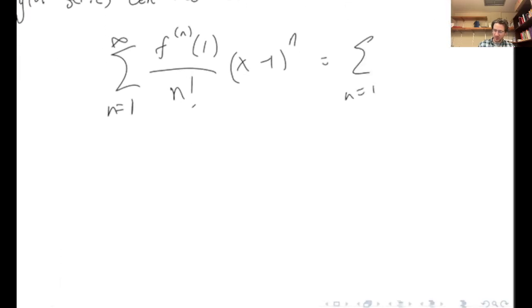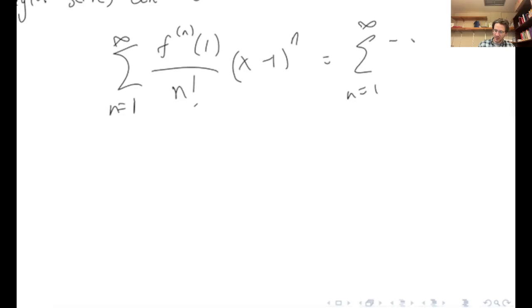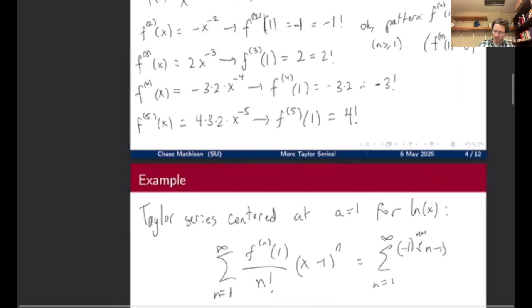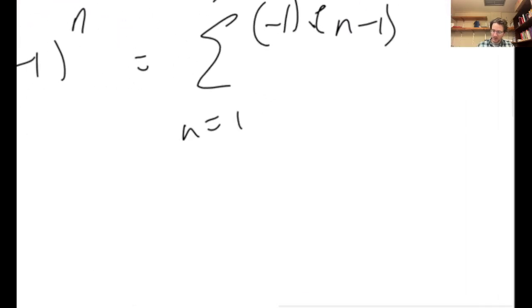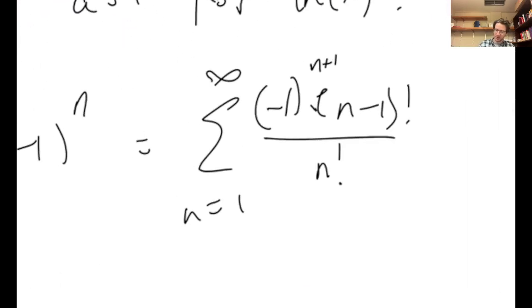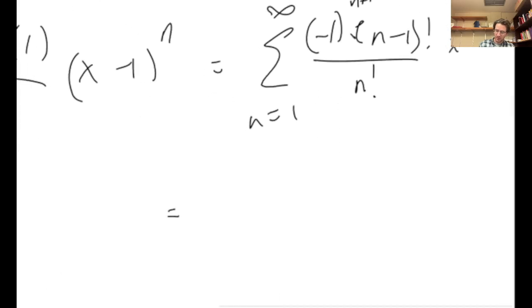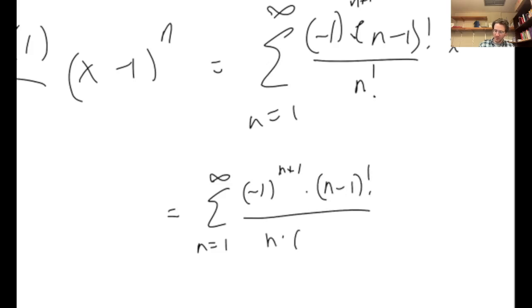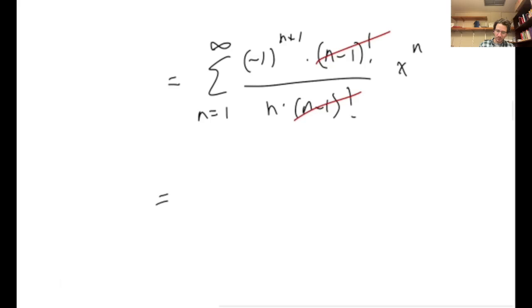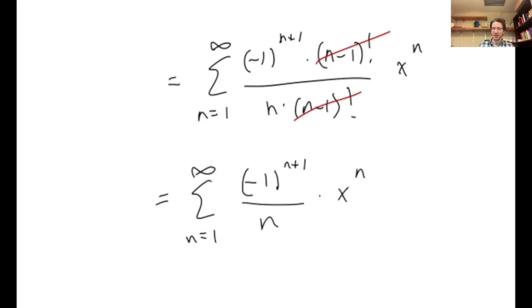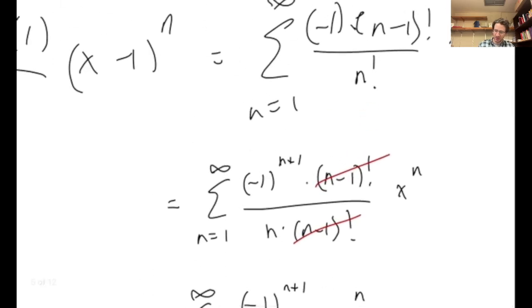But that is the sum n equals 1 to infinity of minus 1 to the n, sorry, n plus 1, times n minus 1 factorial over n factorial times x to the n, which is the sum n equals 1 to infinity of minus 1 to the n plus 1 times n minus 1 factorial over n times n minus 1 factorial times x to the n, which is the sum n equals 1 to infinity of minus 1 to the n plus 1 over n times x to the n. Nope, I left off my center. I'm sorry, everybody. x minus 1 to the n.